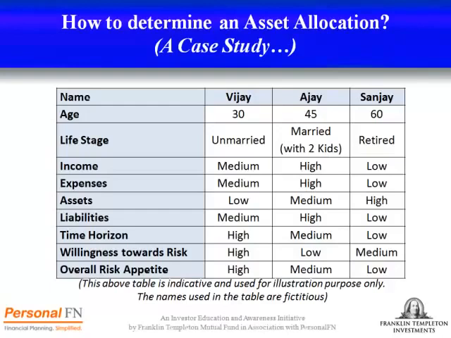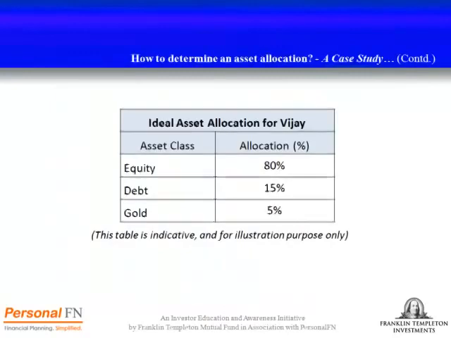Sanjay is retired and only his spouse is dependent on him. Since he does not have any income, he relies on his assets to take care of his day-to-day expenses. His time horizon is short and therefore his overall risk-taking capability is low. So what could be the suitable asset allocation for each of them?